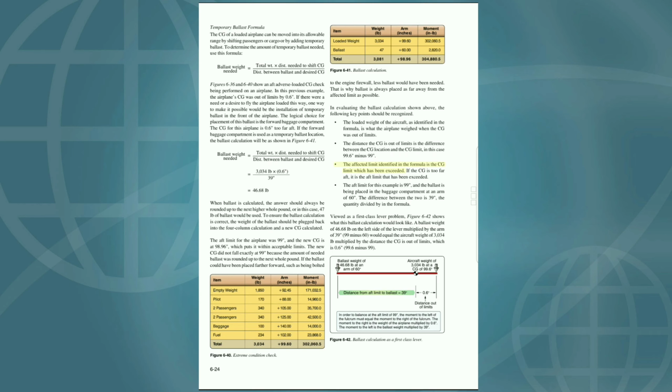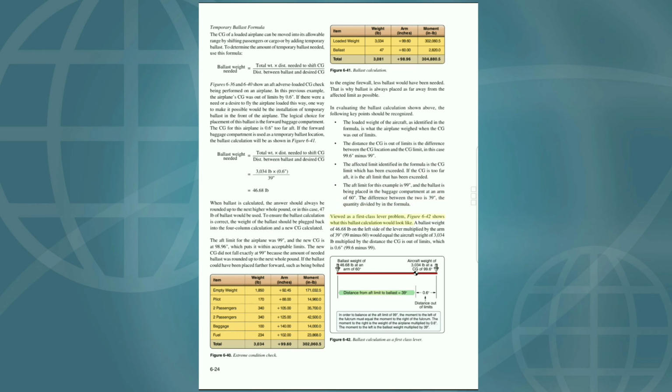The affected limit identified in the formula is the CG limit which has been exceeded. If the CG is too far aft, it is the aft limit that has been exceeded. The aft limit for this example is 99, and the ballast is being placed in the baggage compartment at an arm of 60. The difference between the two is 39, the quantity divided by in the formula.